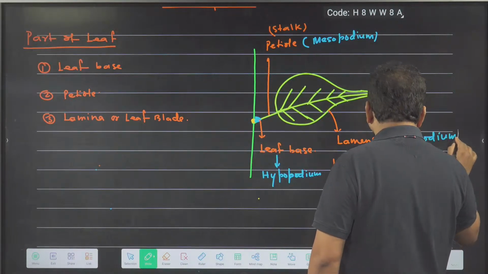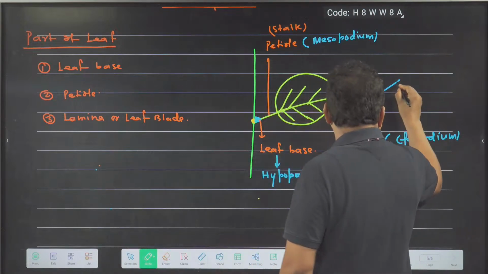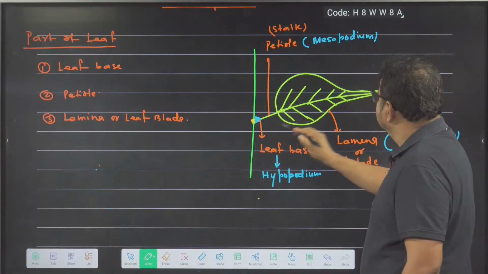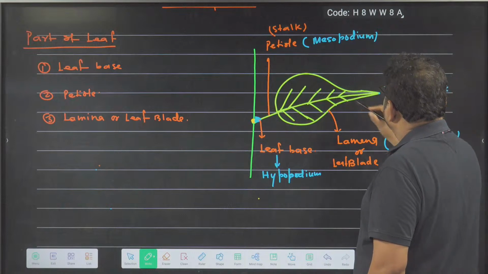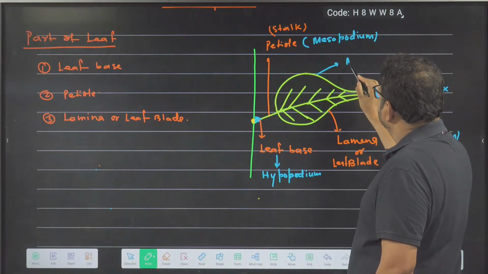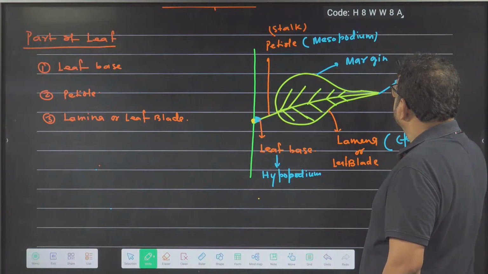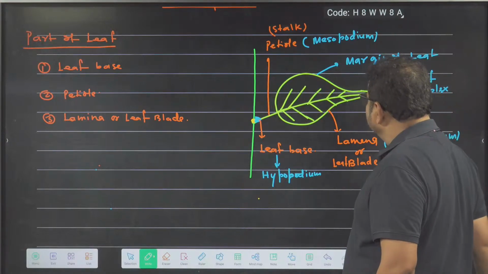So the flattened structure is lamina or leaf blade. The apical part is called the leaf apex. If this is the base, this is the apex. Leaf apex. And this part, the corner or border, is called the margin of the leaf. Are you getting the idea?